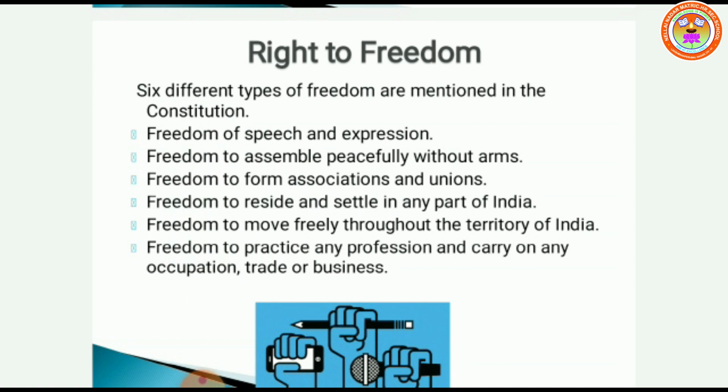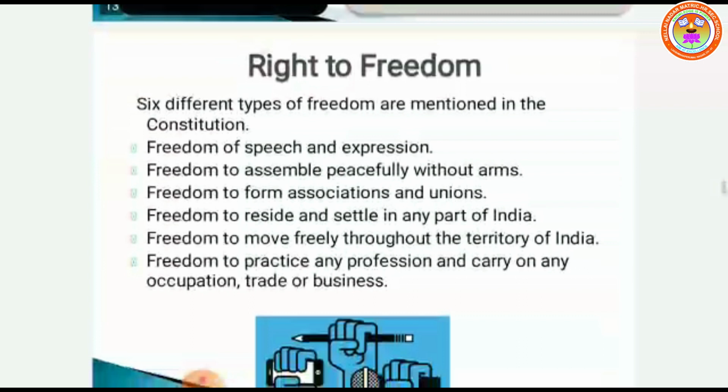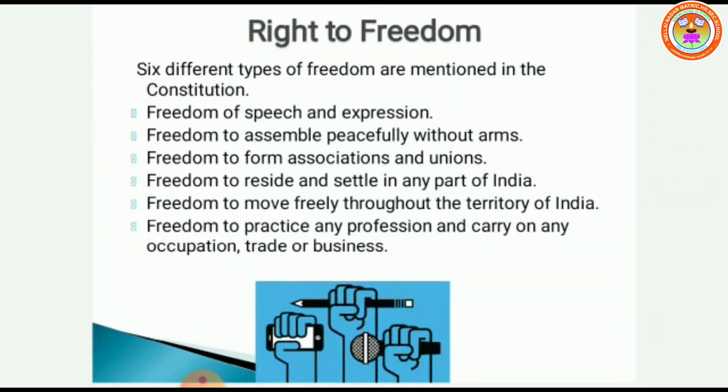Right to freedom. We have six points. Freedom of speech and expression. Every individual, as I said before, has a right to speak. They can express their views. Freedom to assemble peacefully without arms. Freedom to form association and union. Anybody can form an association, anybody can form a union. That right has been given by the Indian Constitution, and that comes under right to freedom.